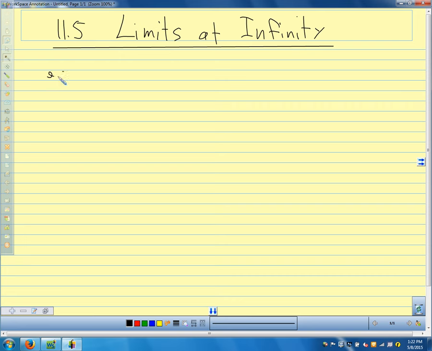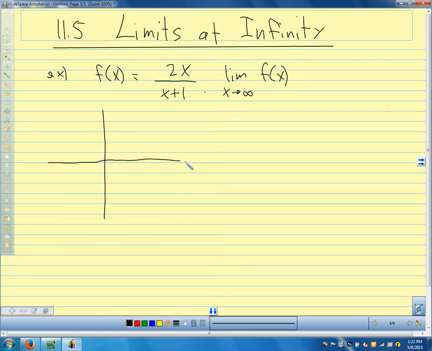So I want to start with an example. Let's say we have f of x equals this nice rational function, 2x over x plus 1. And we want the limit as x approaches infinity of f of x. Well, we know a little bit about rational functions and what their graphs look like. So what can we figure out about the graph of this rational function?